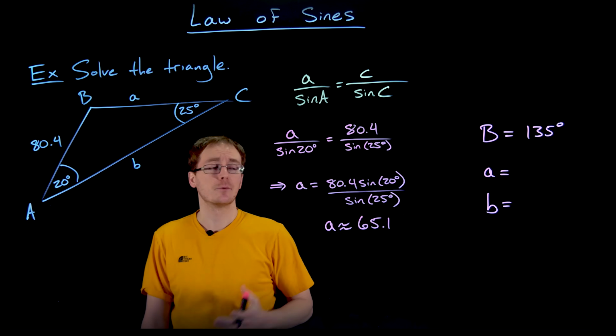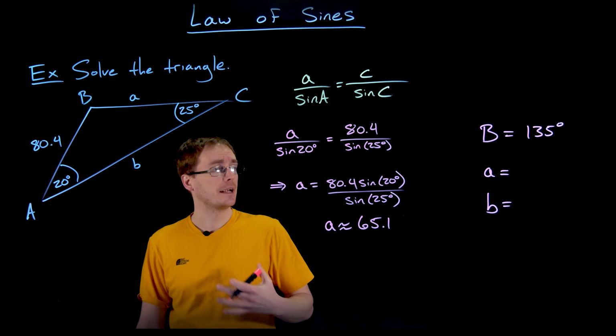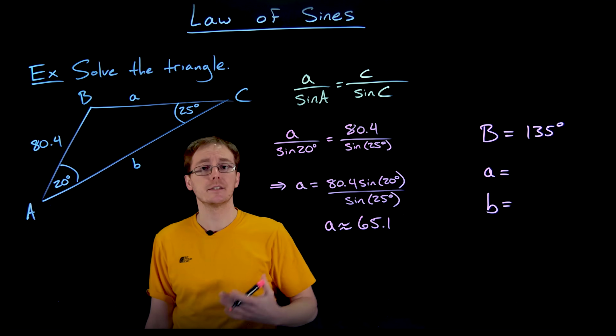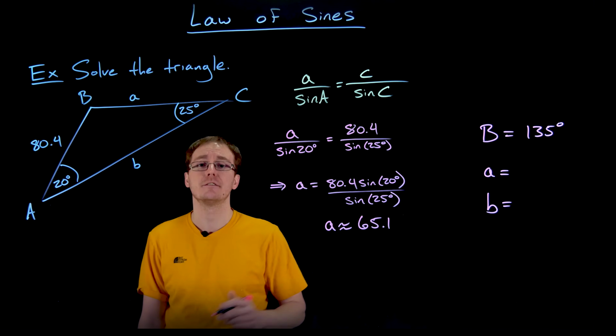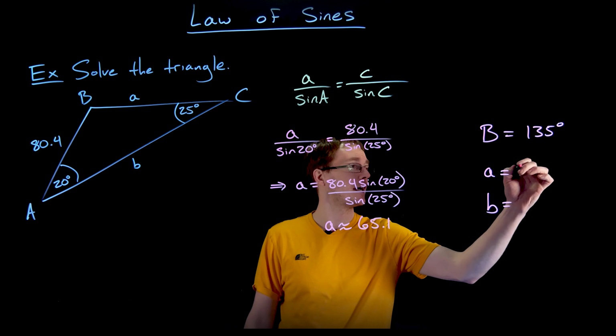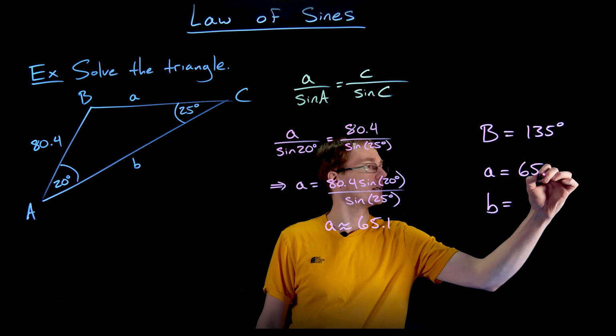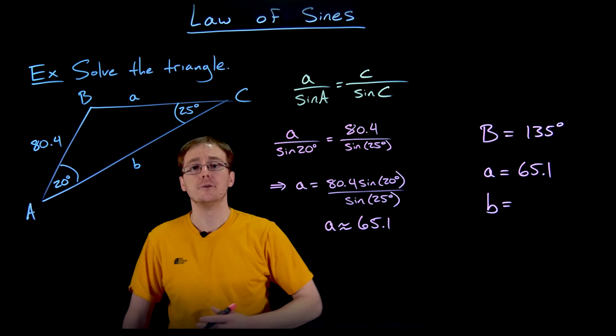All right, and so we can evaluate this quotient in our calculator. 80.4 times sine of 20 degrees, then divided by sine of 25 degrees, gives us a value of about 65.1. So our side length A, we'll say, is about 65.1 units in length.